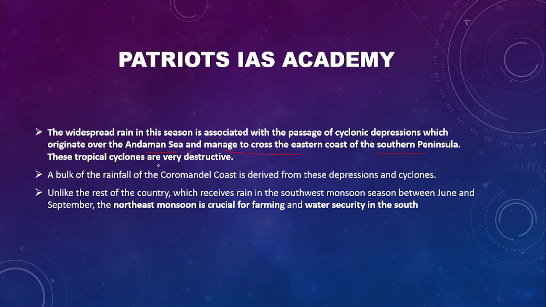These tropical cyclones are very destructive. A bulk of the rainfall of the Coromandel coast is derived from these depressions and cyclones. Unlike the rest of India, which receives rain in the southwest monsoon season between June and September, the northeast monsoon is crucial for farming and water security in the south.